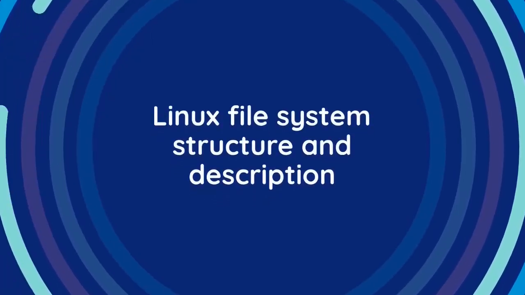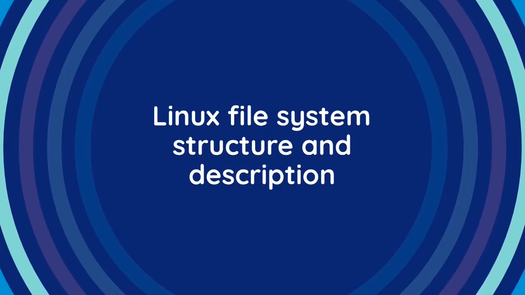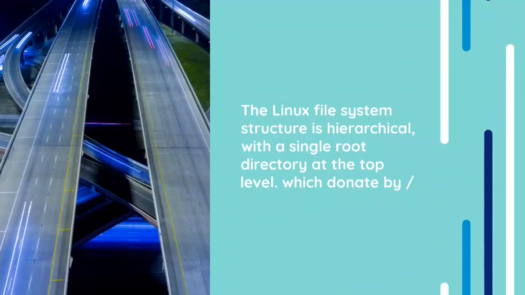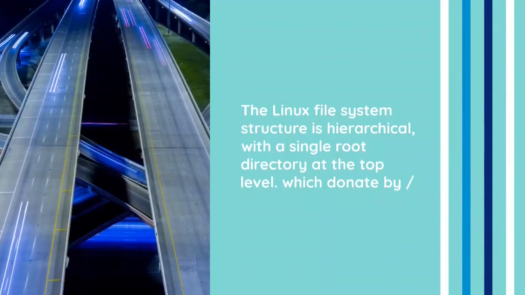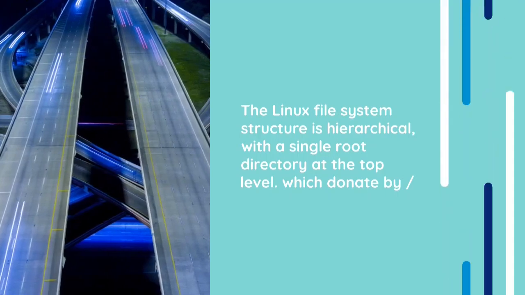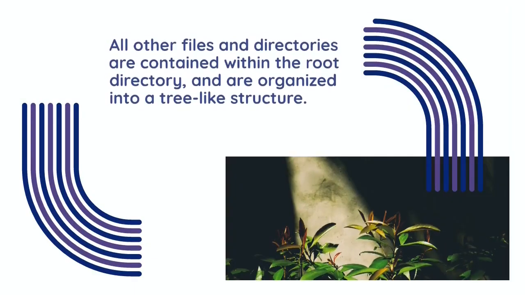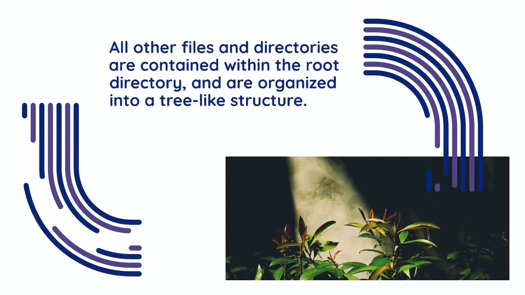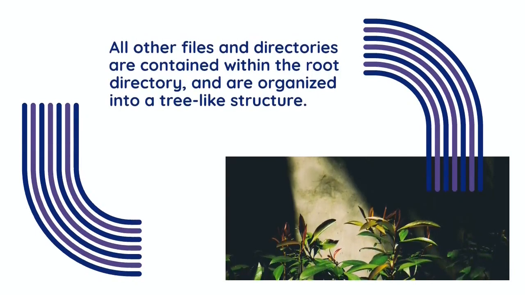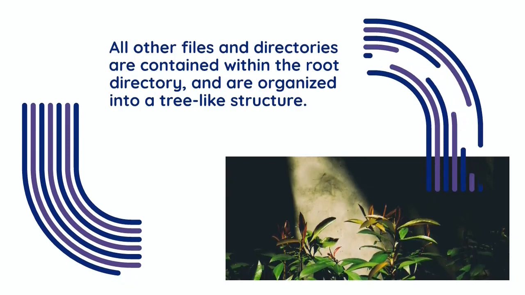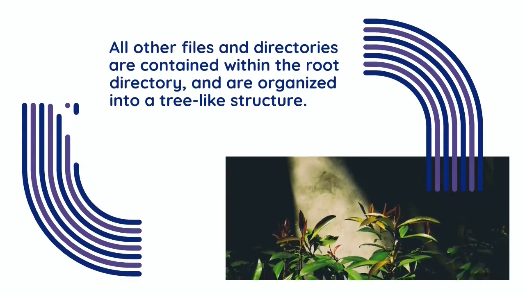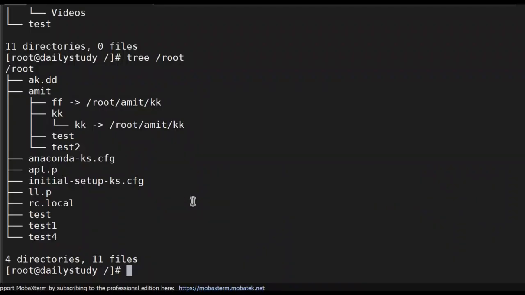In today's video, we will discuss the Linux file system structure and description. The Linux file system structure is hierarchical with a single root user. The root user has a directory on the top of the hierarchy, called slash. All other files and directories are contained within the root directory and organized in a tree structure. So as we are saying, the Linux file system is structured and hierarchical.